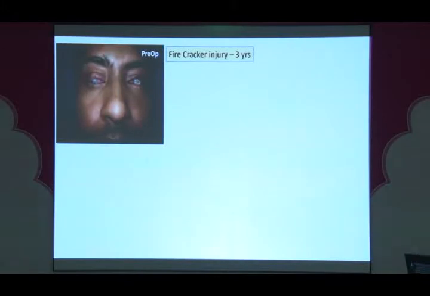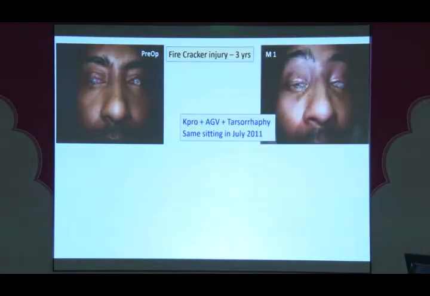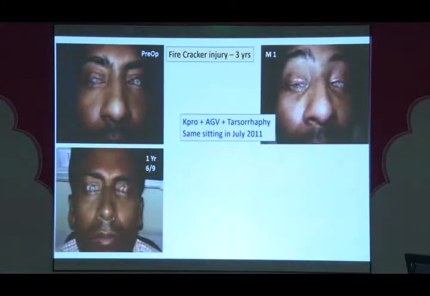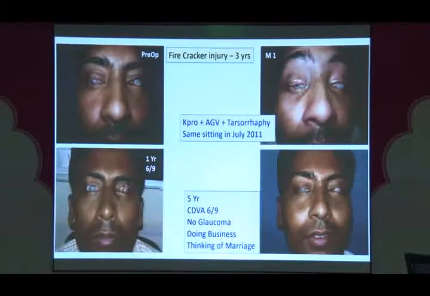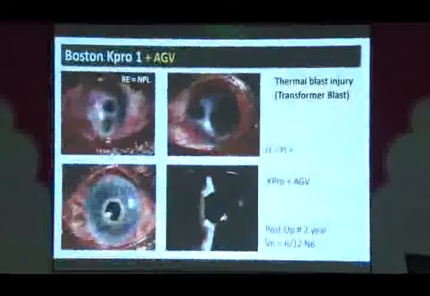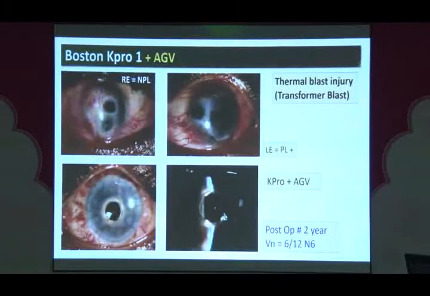Chemical and thermal burn, you see that this is also a firecracker injury. Sometimes we need to do, along with it, Ahmed glaucoma valve and tarsorrhaphy in the same sitting. So this patient is happy after 5 years. And we need to do UBM in these cases to see whether this patient requires AGV or not. This tells yes, they require AGV because there is no anterior chamber.